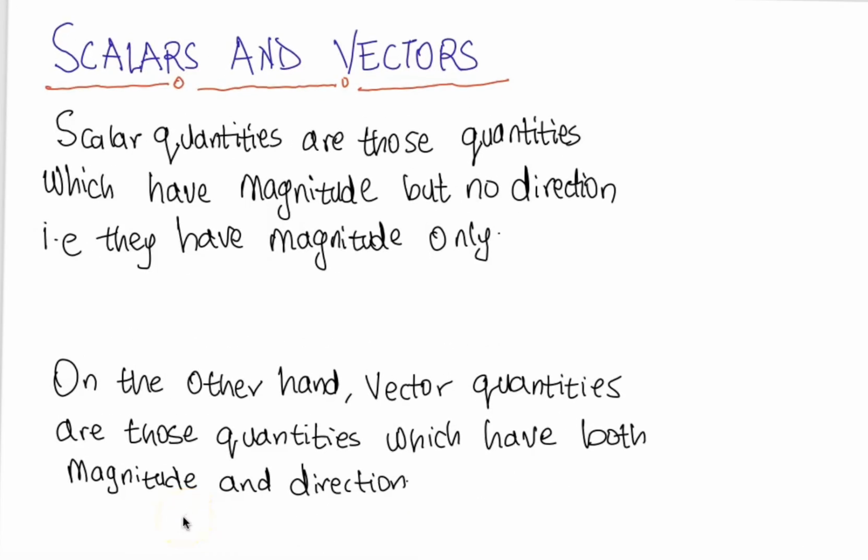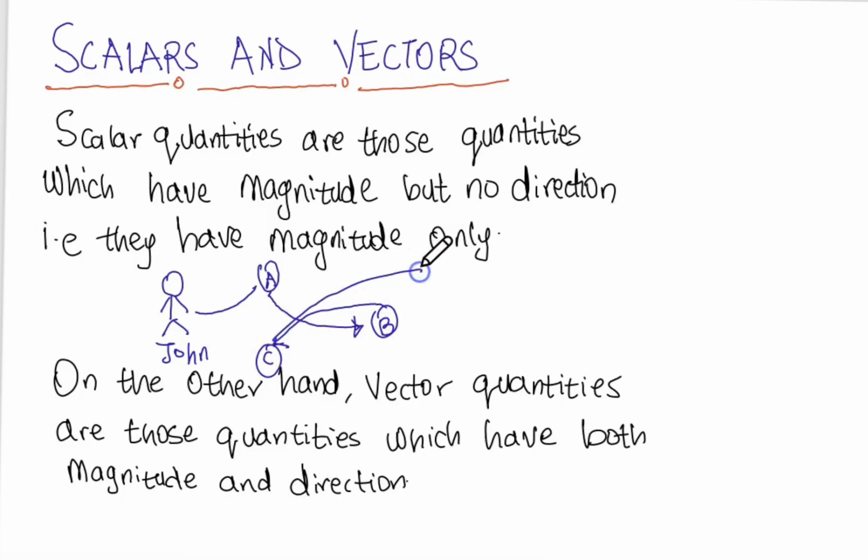So we begin this video lesson by looking at the definitions of scalar quantities and vector quantities. But before we do that, let's take a look at this illustration. Let's say we have a young man called John. John woke up on a particular day and decides to leave his house and take a stroll because he is bored. He left his house, and along the way, he decided to visit a friend called A. Then when he left the house of A, he went to the house of B. And from B, he went to the house of C. And from C, he later moved to the house of D.